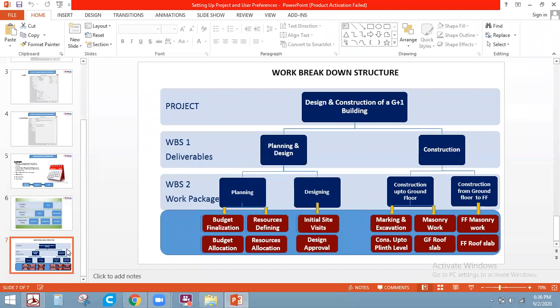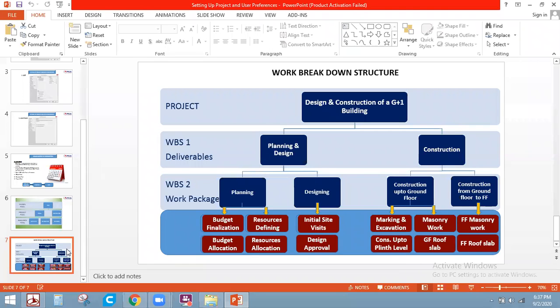Now, under WBS 1, under deliverable 1, we have a WBS 2, because we are considering WBS 2 as the final package here. For that part, we have considered this as the work package. Under WBS 1, we have planning and designing as examples. These two are the segregates, and these are the things which come under planning and design.